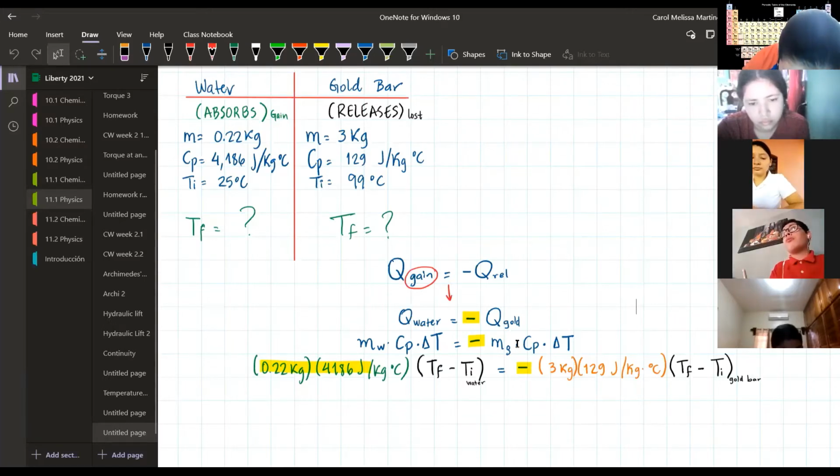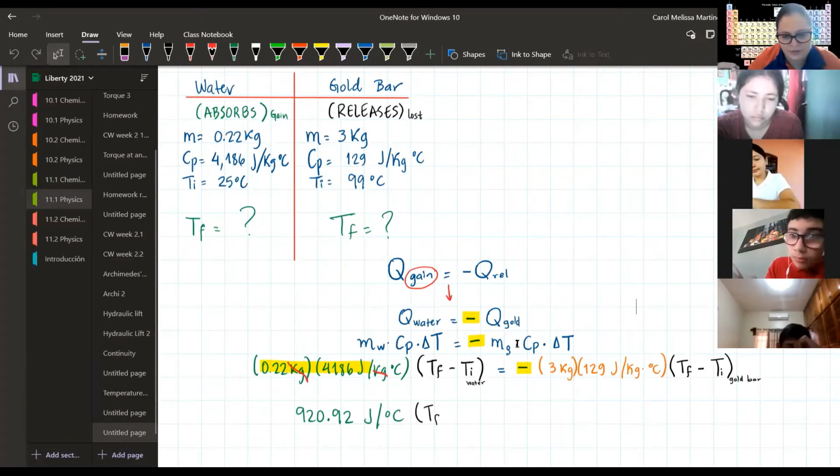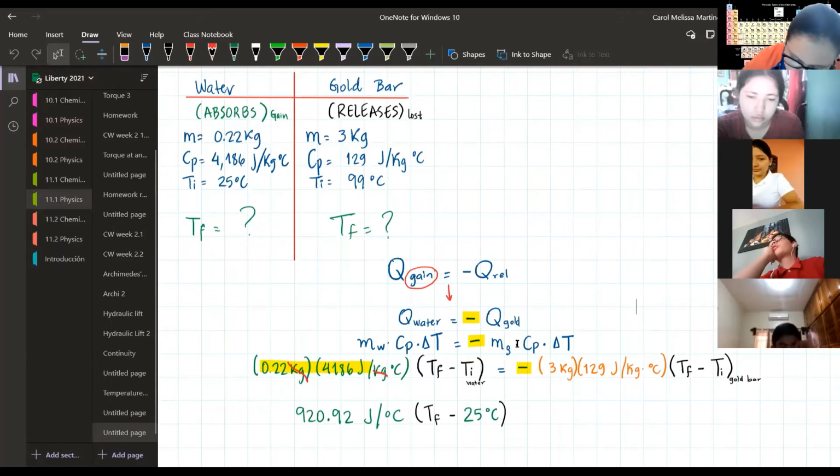Okay, so here is 920.92. Here you need to cancel some units, like for example, kilograms with kilograms. So the final units are going to be joule over Celsius. And all this is being multiplied times Tf minus the initial temperature of the water, that is 25 degrees Celsius. All this is equal to whatever you have on the other side.